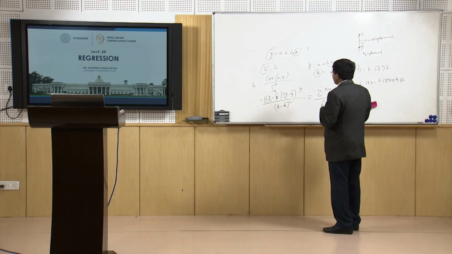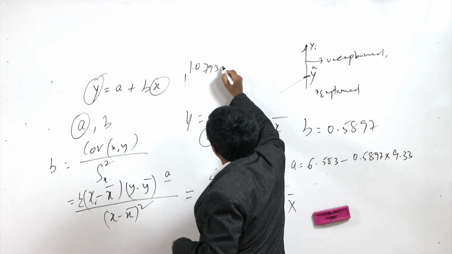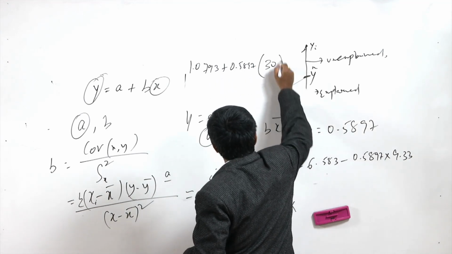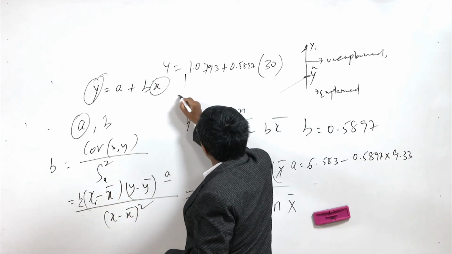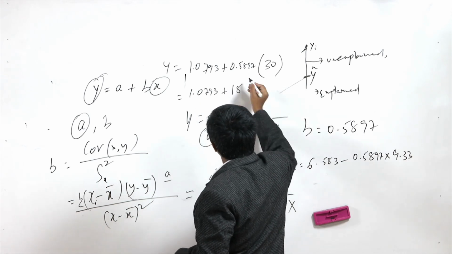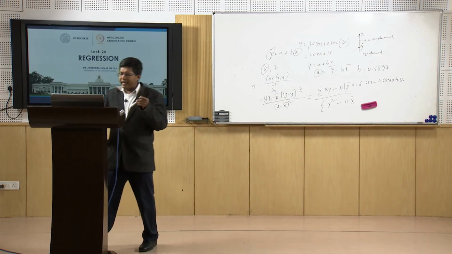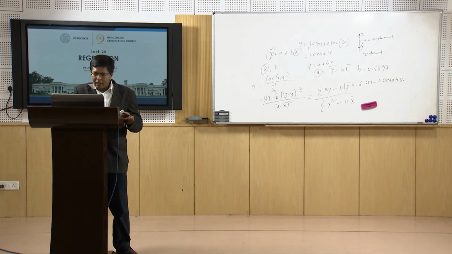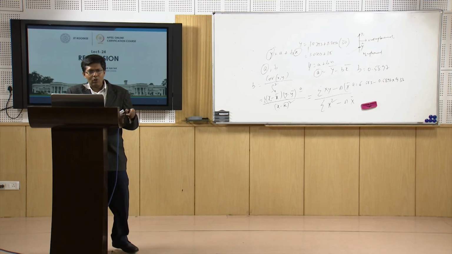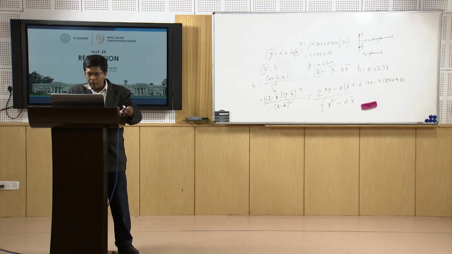In this case, suppose the person has stayed for 30 years in the city. So, y is equal to 1.0793 plus 0.5897 into 30, which is almost 18. So, the attitude will be around 18, something like 17 or 18. Now, let us go back to the table and see. The attitude is going to be very high if I am taking the duration of residence. This is a very strong relationship that we are finding, a good strong relationship, right. Now let us take one more problem, right.